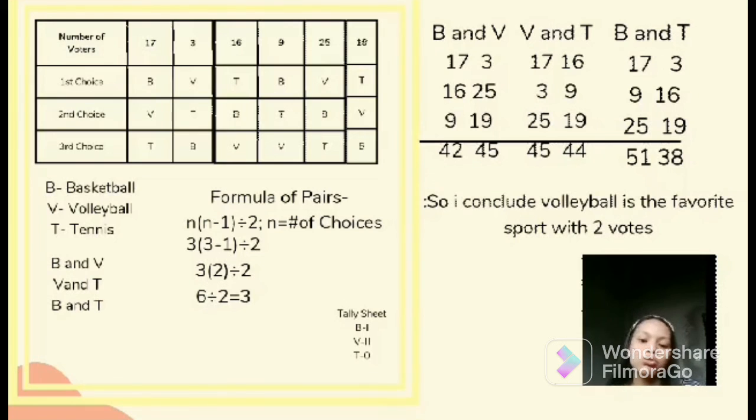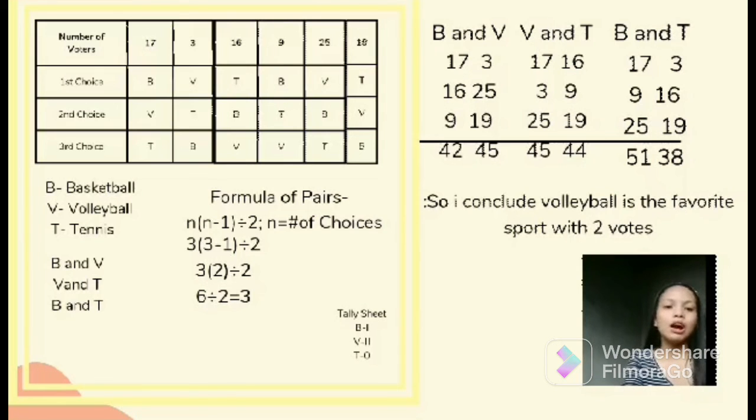So we have 3, using PEMDAS. 3 minus 1 equals 2, divided by 2. Unahing mag-multiply bago mag-divide. 3 times 2 equals 6, divided by 2, which is 3. That means meron tayong 3 pairs. Since meron tayong basketball, volleyball, and tennis, makakagawa tayo ng pairs. Basketball and volleyball, volleyball and tennis, basketball and tennis. Yan yung ating tatlong pairs na hahanapin ang number of voters.